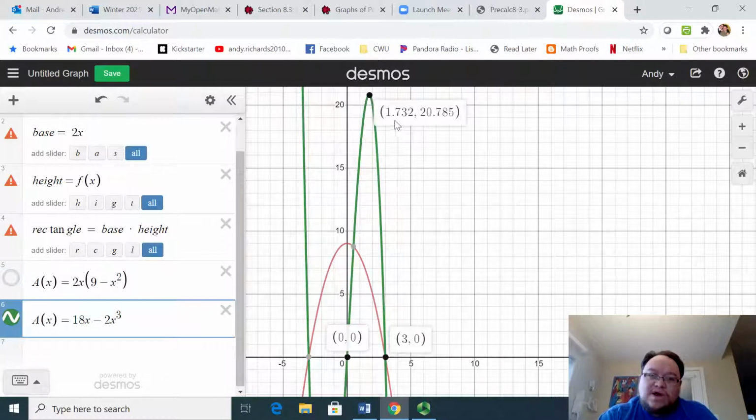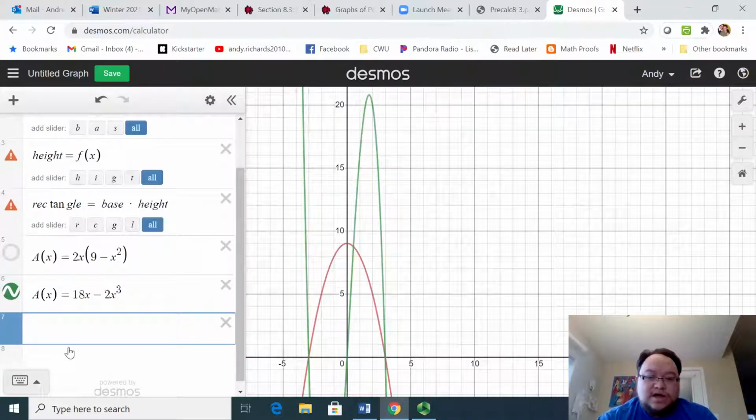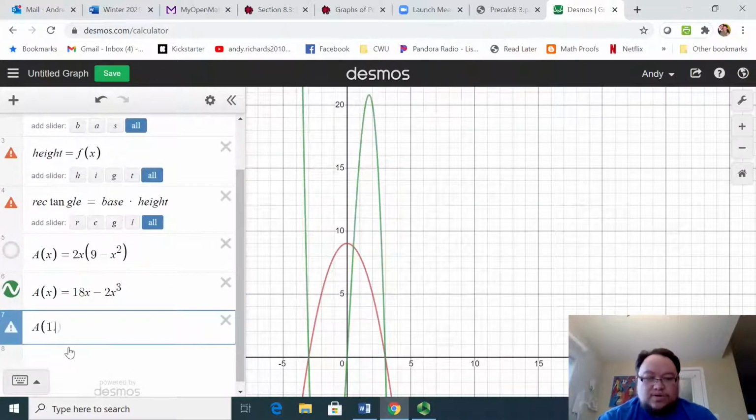So if we were to go right in between to this 1.732, this is our input. This is our x value for our function. So this 1.732 is going to get us to 20.785. So let me write that down in terms of a function. If I were to put in 1.732, what I end up getting out of this is 20.785.